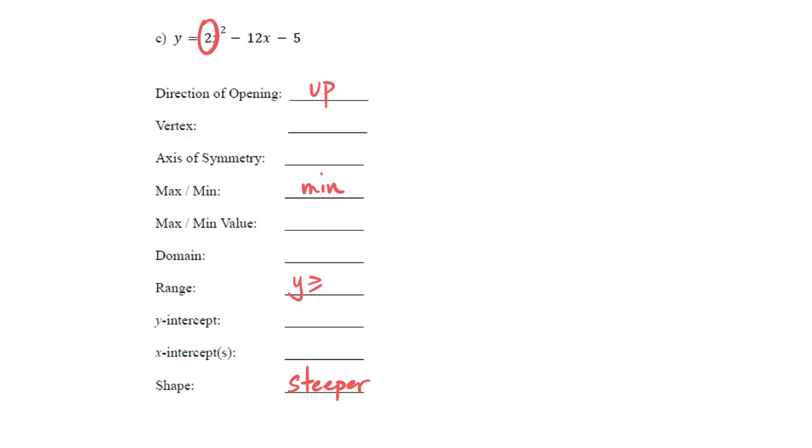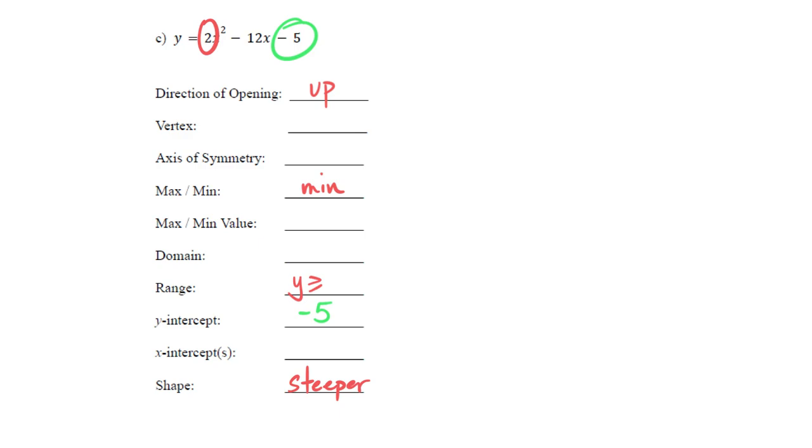Okay, I don't know my vertex. That's going to require some work. But at least the nice part is that minus 5 on the end, I know that that's my y-intercept. So I don't have to do any work for that. So I got to save a little bit, even though I don't really like that trade-off.